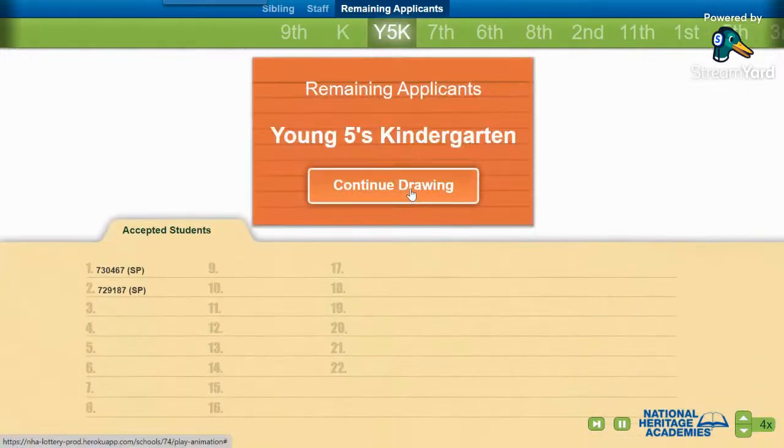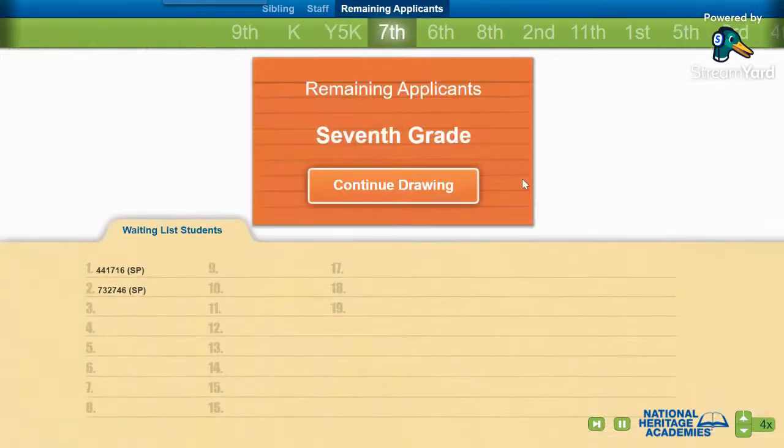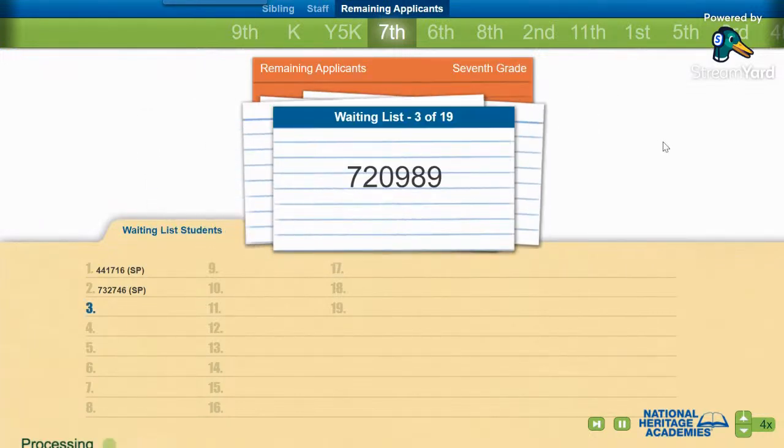Moving on to Young Fives, we still have seats available, but we didn't have any there. Moving on to 7th grade, the first 2 students on our 7th grade waiting list received preference from earlier, so the remaining applicants will go after those students on the waiting list.